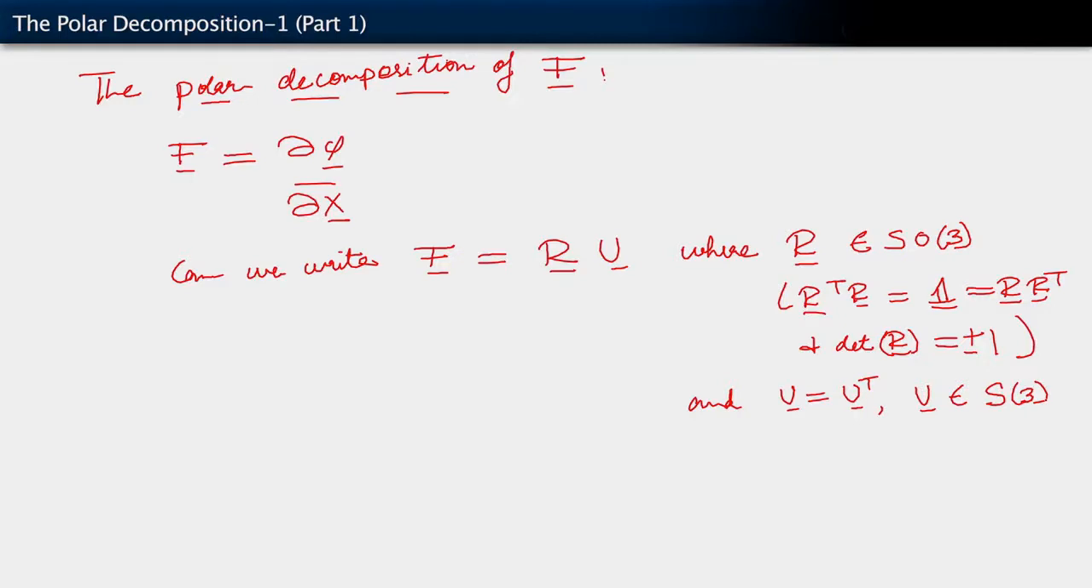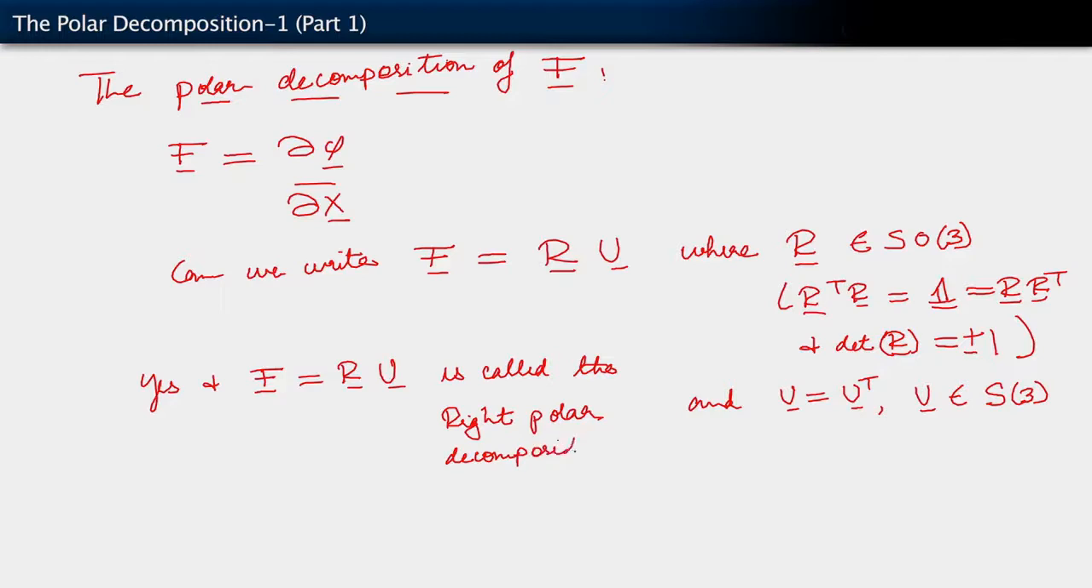Okay, the answer is yes. And in fact, F equals RU comes with a name. This decomposition is called the right polar decomposition. Right? It's the right polar decomposition of F. The way I'm going to proceed now is to demonstrate certain mathematical properties, and then we'll come back and look at what this means physically. Okay? So let's look first at these mathematical properties.